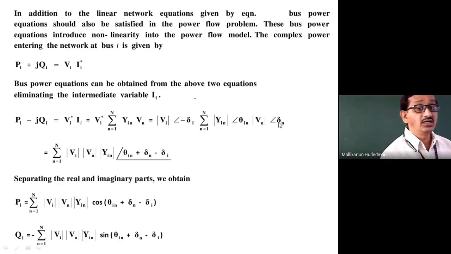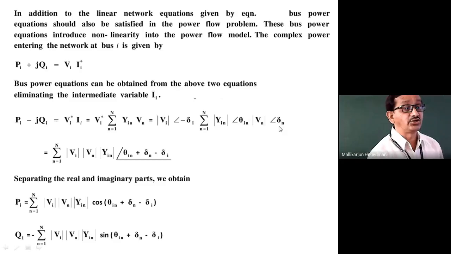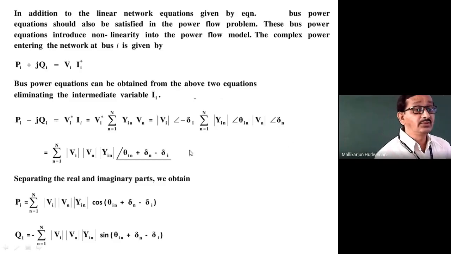So here there is no conjugate and it is straightaway a plus representation. Then, similarly, I have the simplified term, which is summation N equal to 1 to last bus number, VI magnitude into Vn magnitude into YIN. Why did I do this? Does anybody know this?